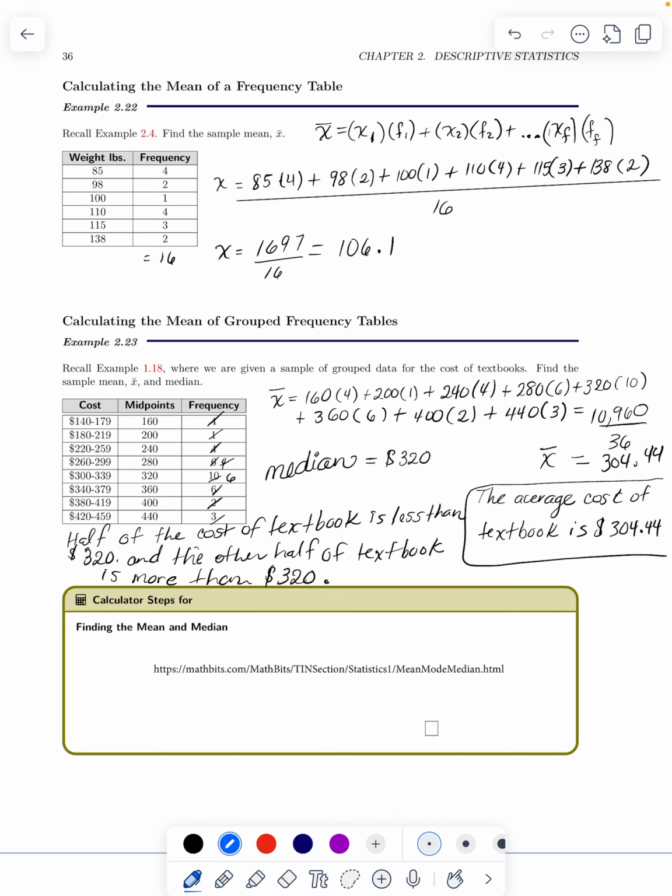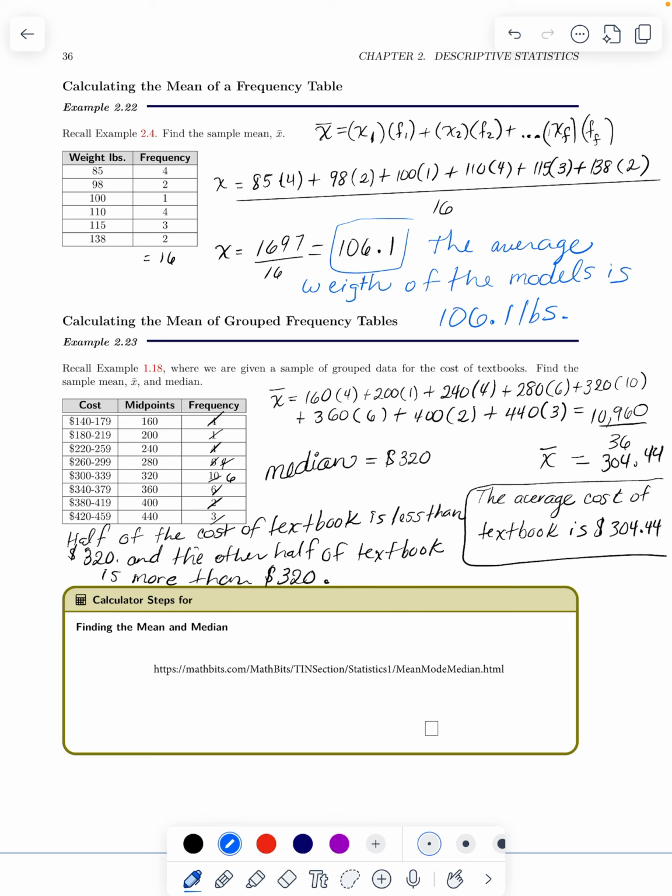And then we can say that the average weight of models is 106.1 pounds.